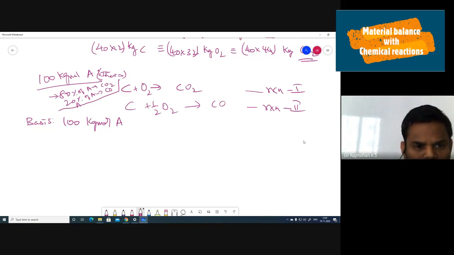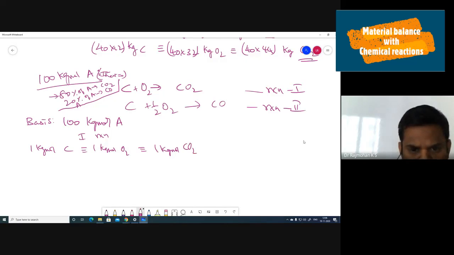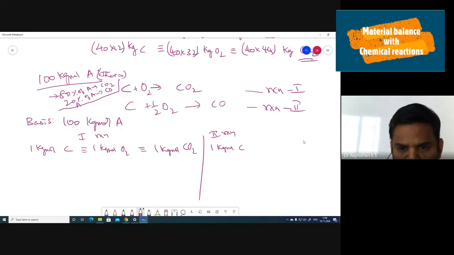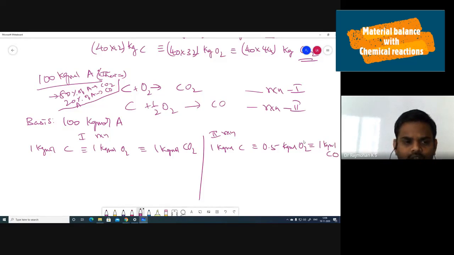So in this case, our basis is 100 kg mole, and we have written the reactions, right? According to the first reaction, 1 kg mole of C reacts with 1 kg mole of oxygen to form 1 kg mole of CO2. For reaction 2, 1 kg mole of carbon reacts with 0.5 kg mole of oxygen to form 1 kg mole of carbon monoxide.